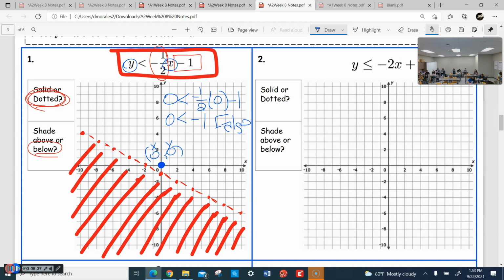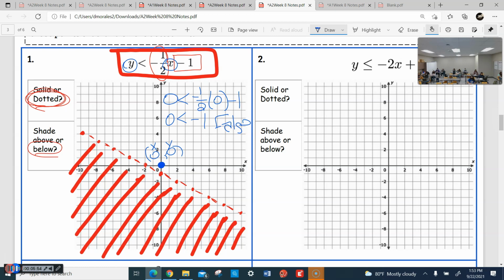Conversely, yes, sir. What is negative 1/2 times 0? What's 0 minus 1? That's fine. So I proved that anything that's not in the shaded zone is a bad point.